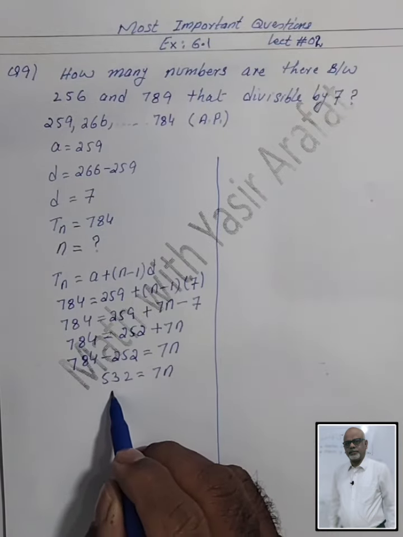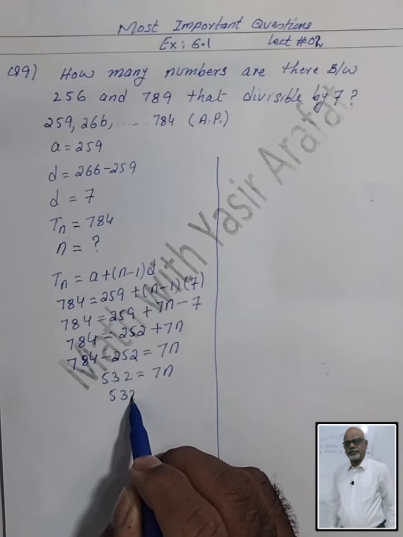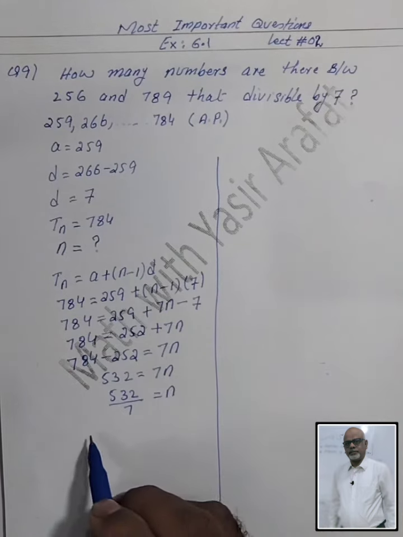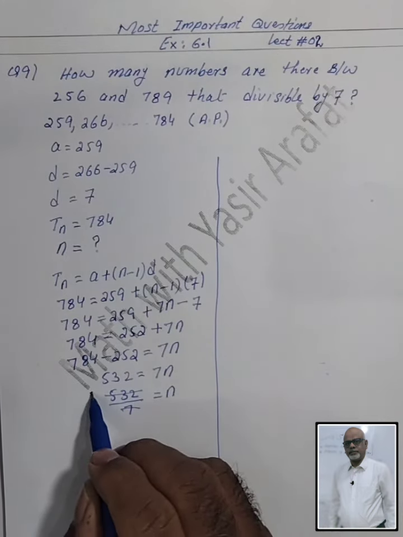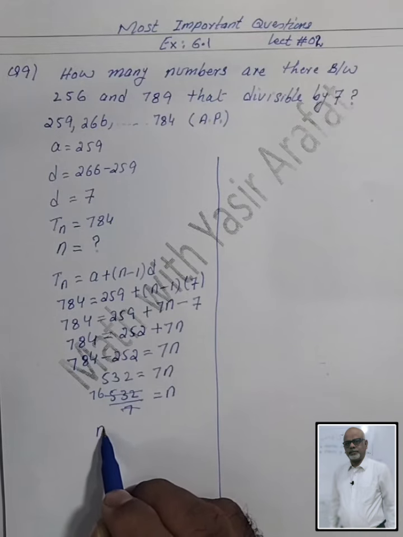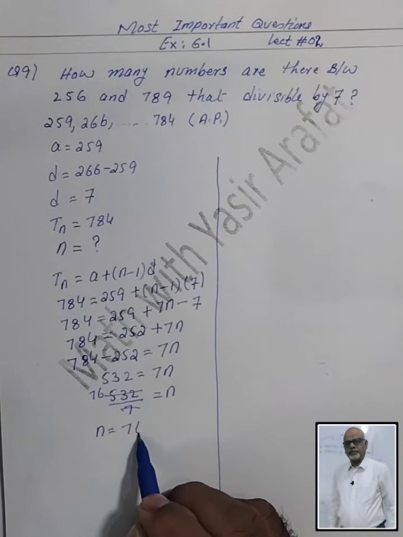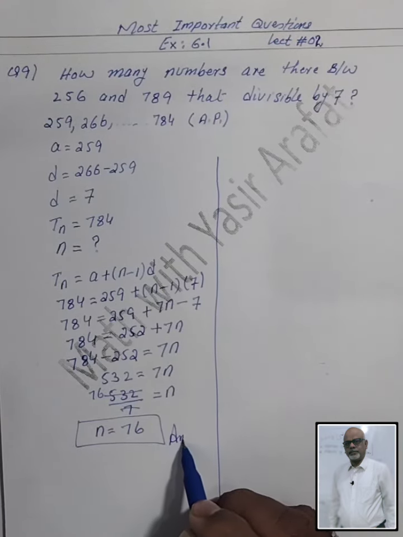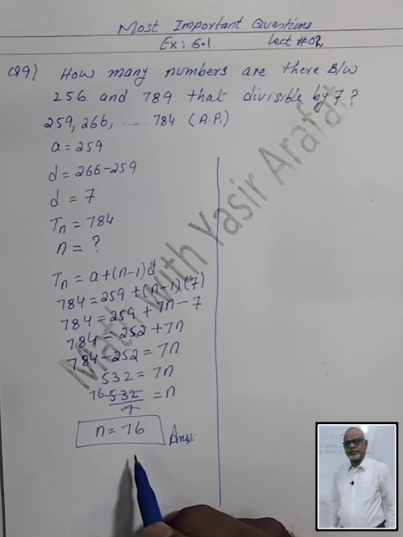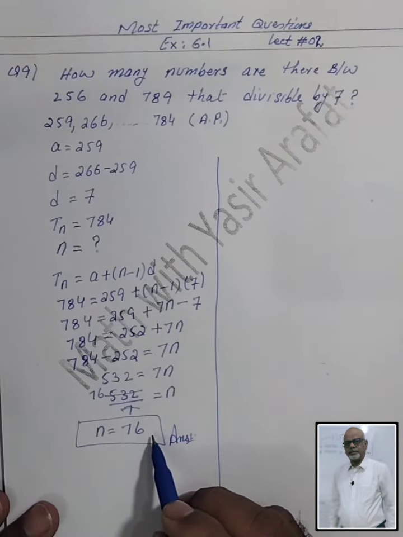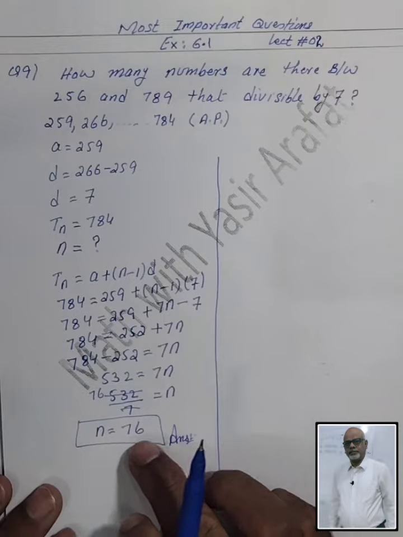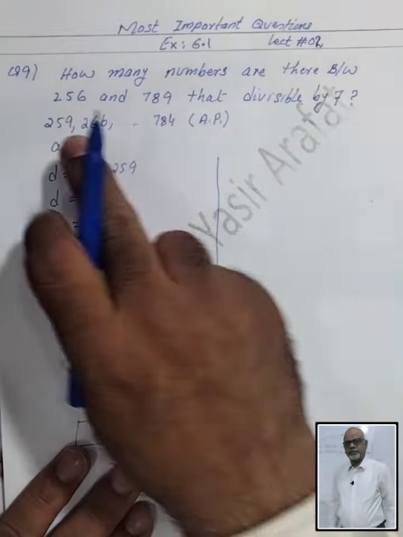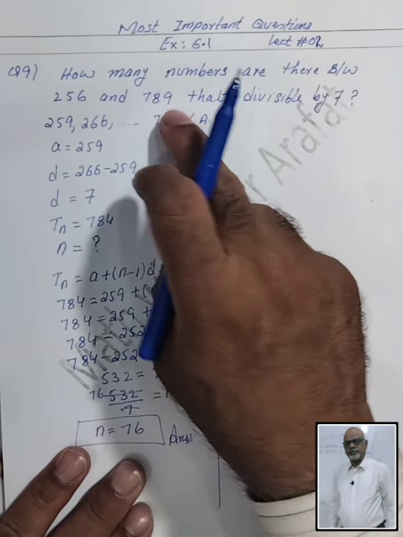So 532 divided by 7 is 76. That means there are 76 numbers which are exactly divisible by 7 between 256 to 789.